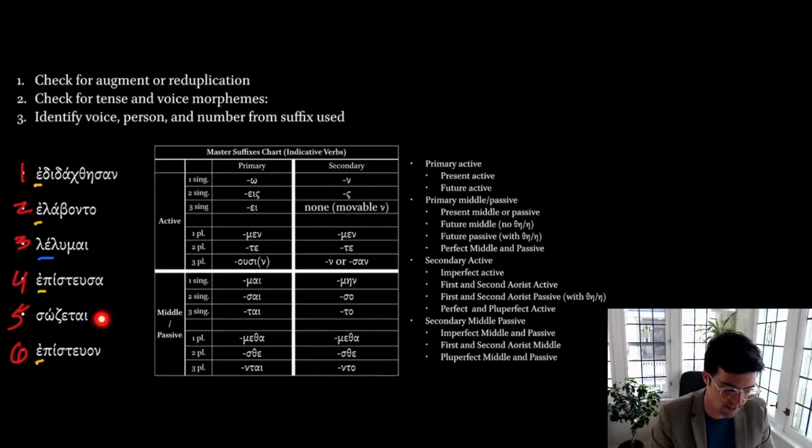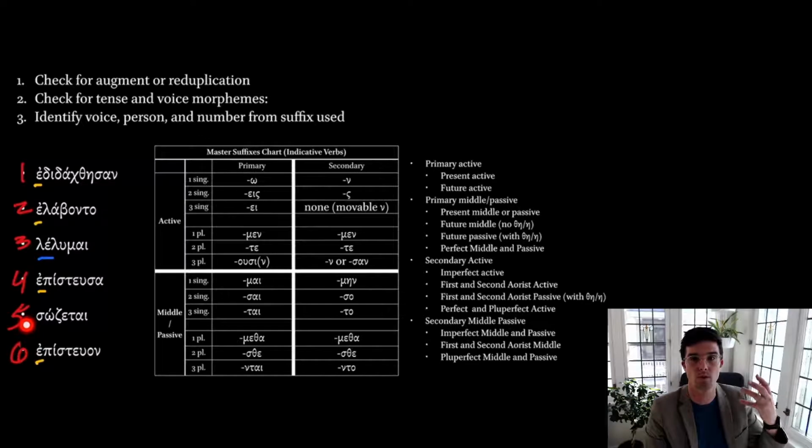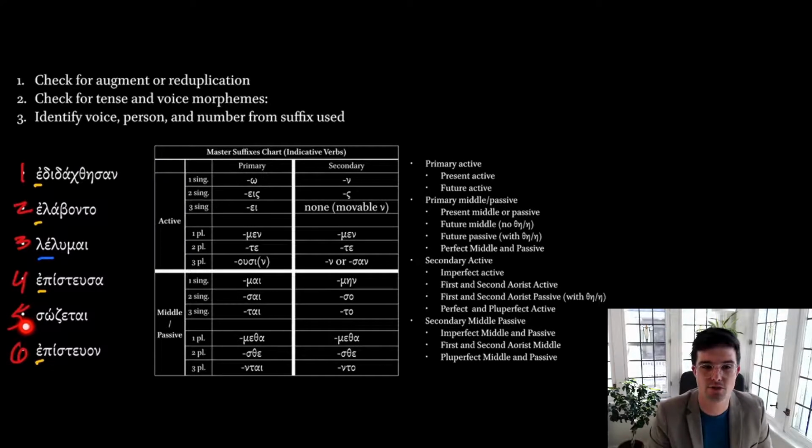And let's go ahead and move to our next step here. Actually, let's look at sodzite really quick as well. Because there is no augment here, this is going to be one of what 2 tenses? That's right, present or future tense. And we'll come to figuring out what they are in just a moment here. But let's go ahead and check for tense and voice morphemes. So what I want you to do is go through each one, and on your whiteboard label or write down what tense and voice morpheme there is in each one of these 6.